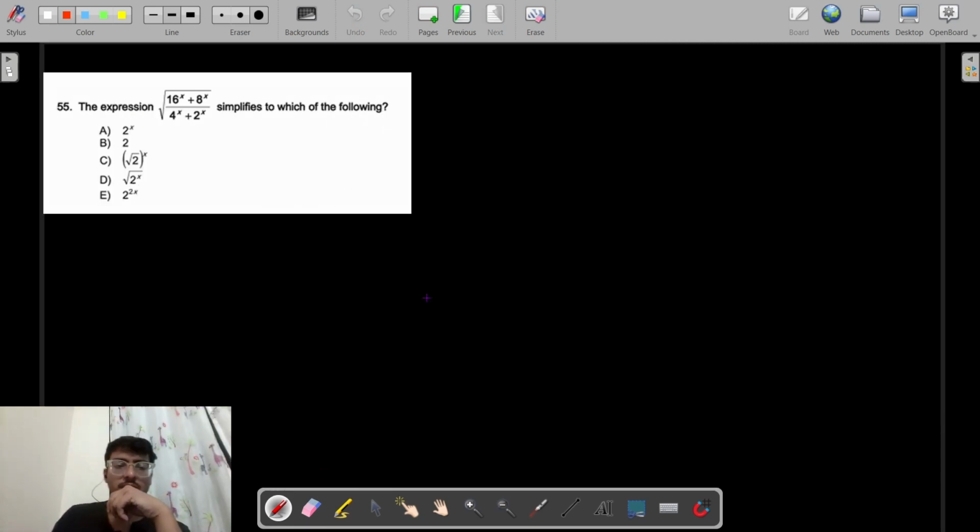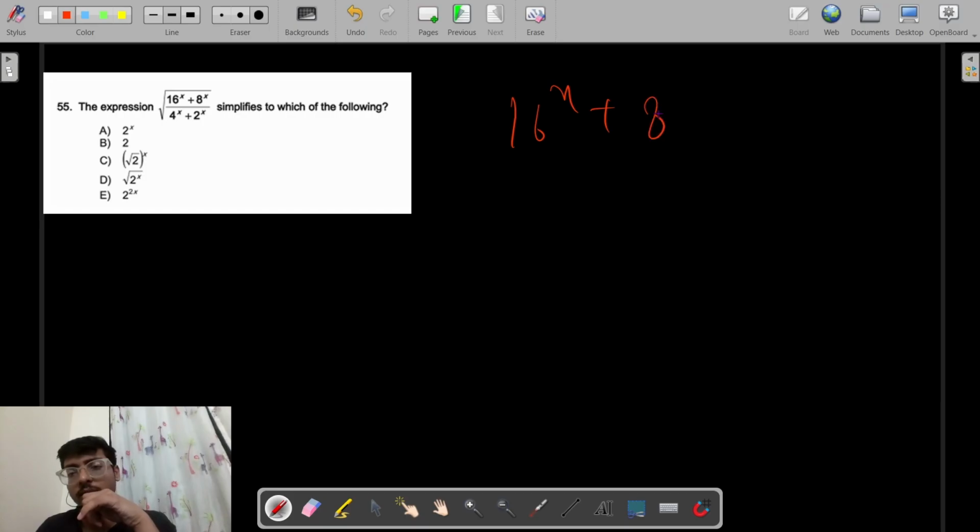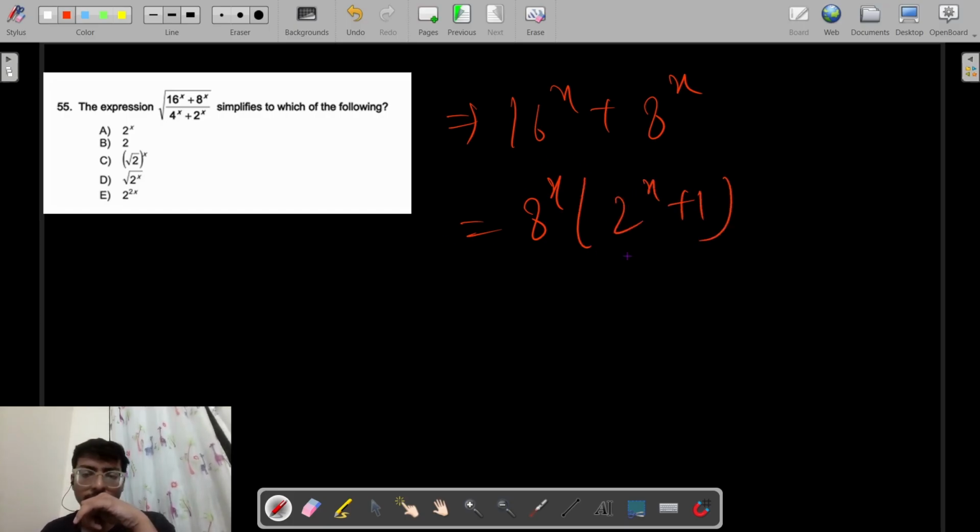Let's see the very last question for today. The question says you need to simplify the expression. This is a very real question. Suppose this 16^x plus 8^x. So we can take 8^x as common, right? If 8^x is taken out common, this can be written as 2^x plus 1, right? Very simple. Similarly, this 4^x plus 2^x.